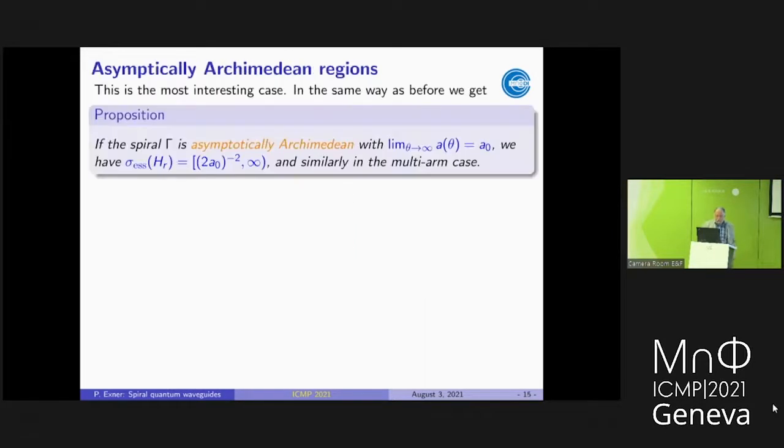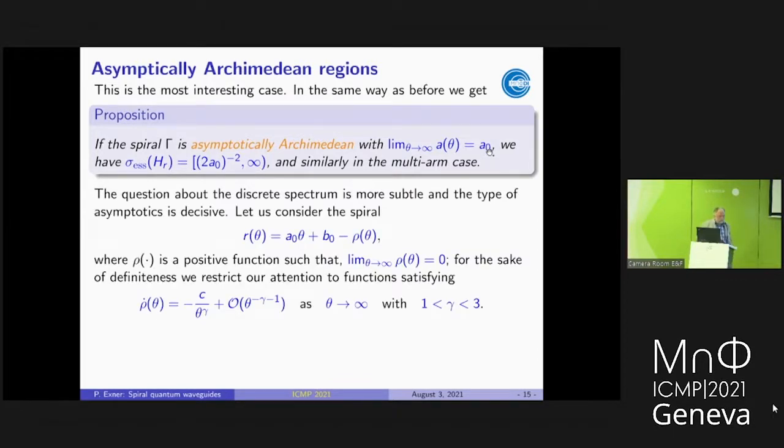But as I said, the most interesting is the asymptotically Archimedean situation, where the limit is a positive number, say A0. Now, as you will see, it is important in which way the asymptotic is reached. So let us assume that the asymptotic behavior is like that, where the function determining the asymptotic is some rho, and for simplicity I will assume that rho has a power-like asymptotic and decreases with some power gamma.